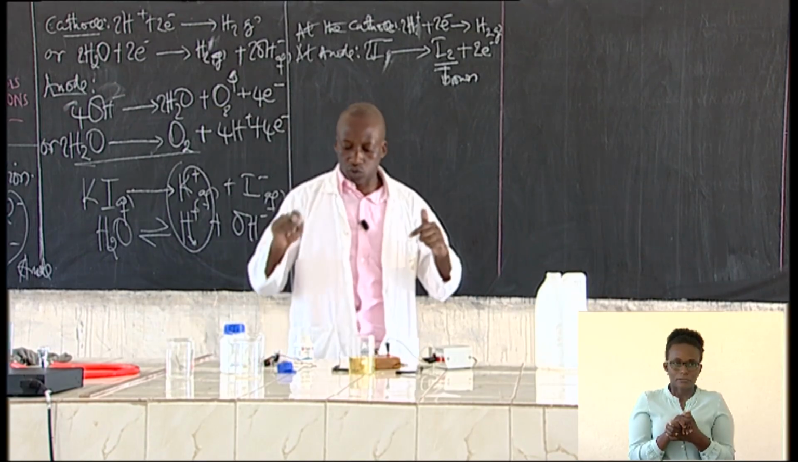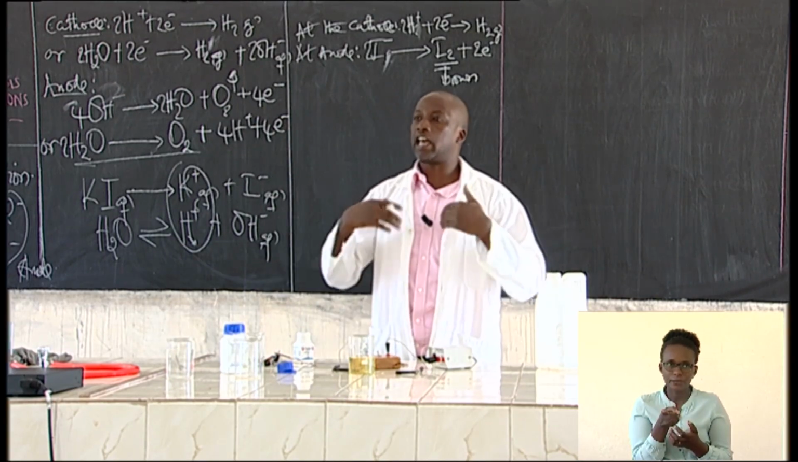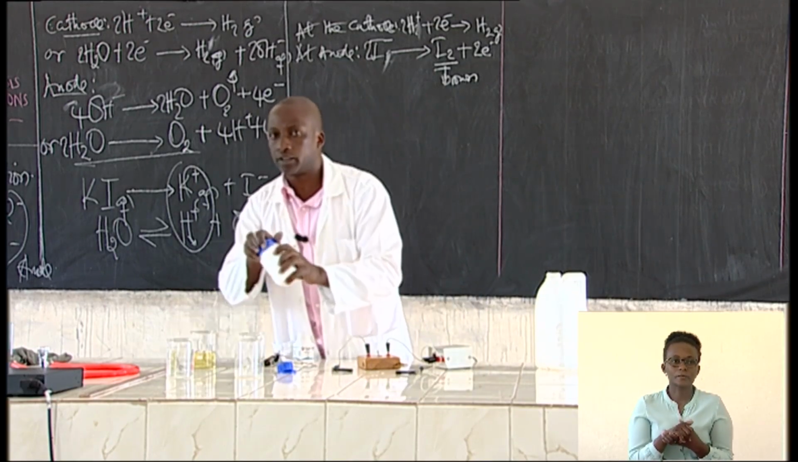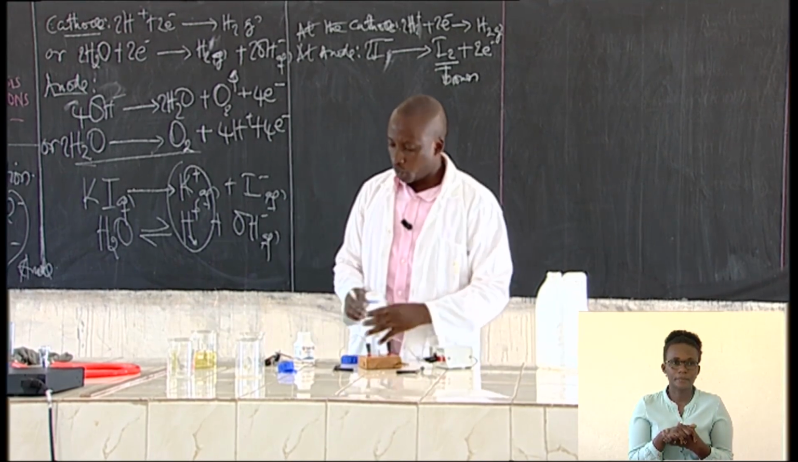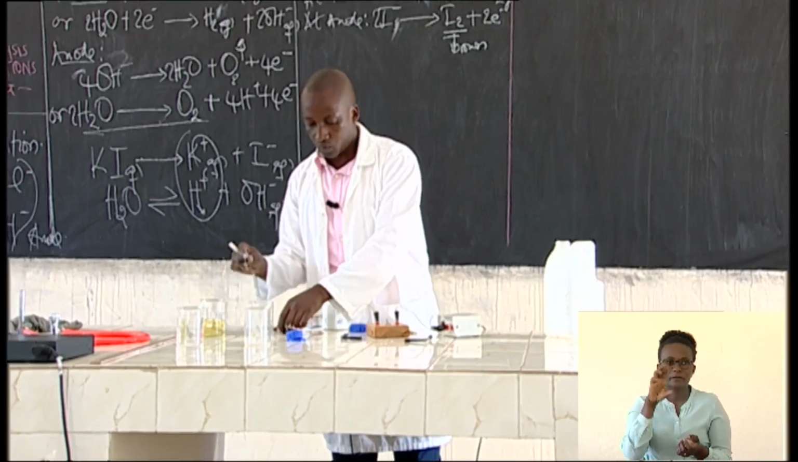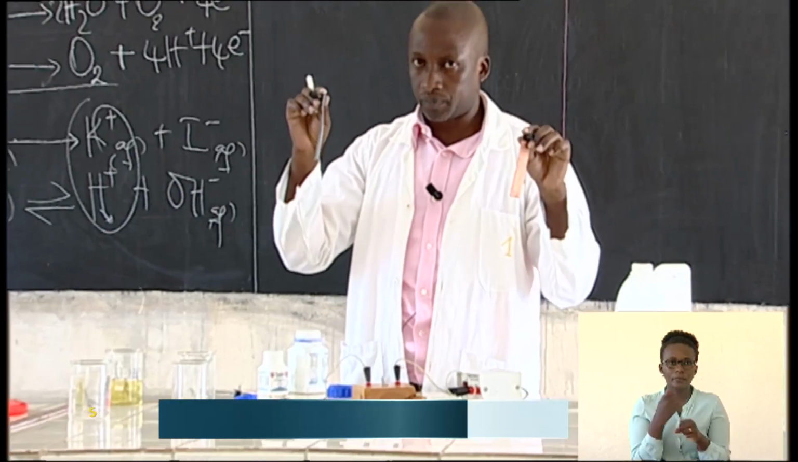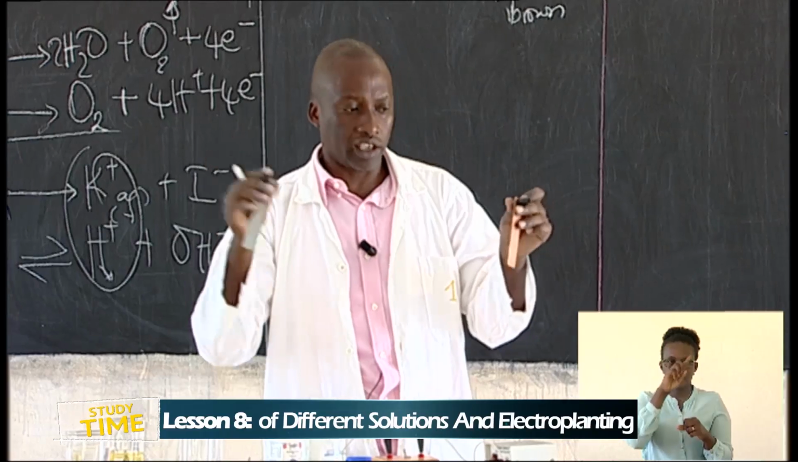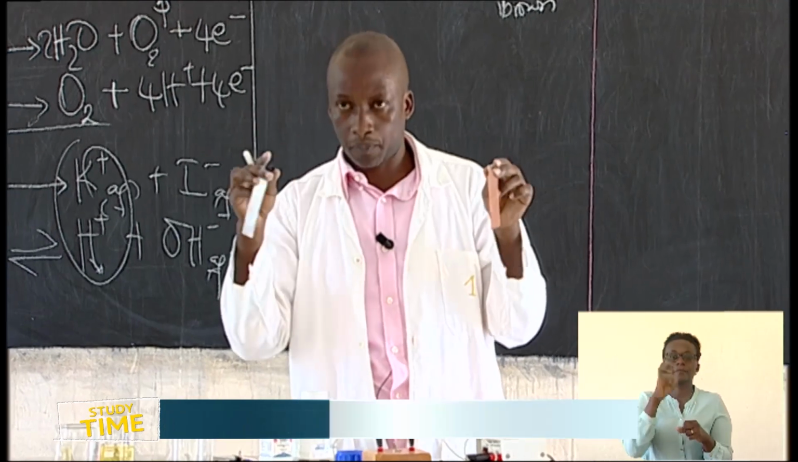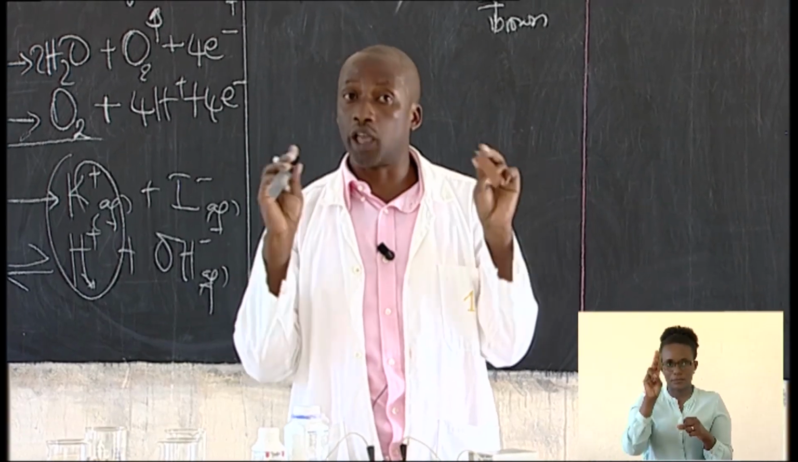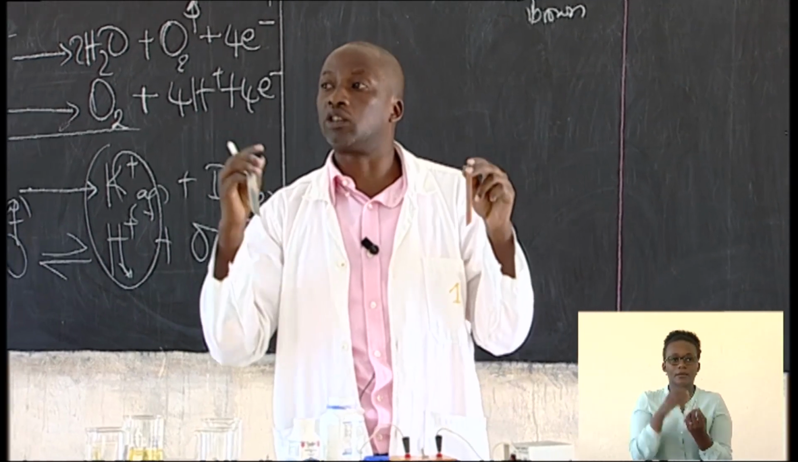So we are just going to look at another experiment. This time we are using copper, and we have to use these 2 electrodes. This is zinc, this is copper. So we are going to do what we call electroplating.